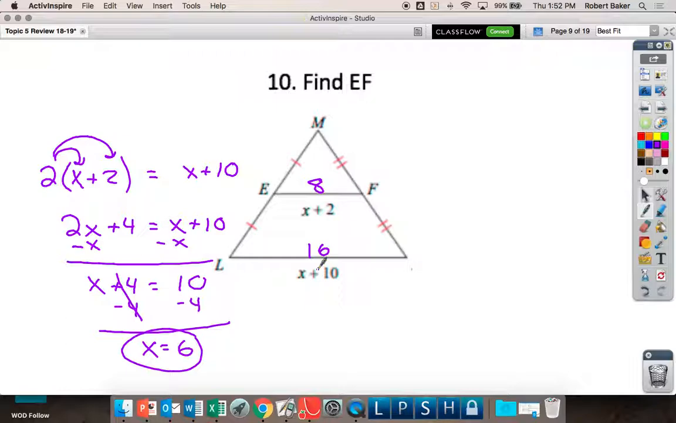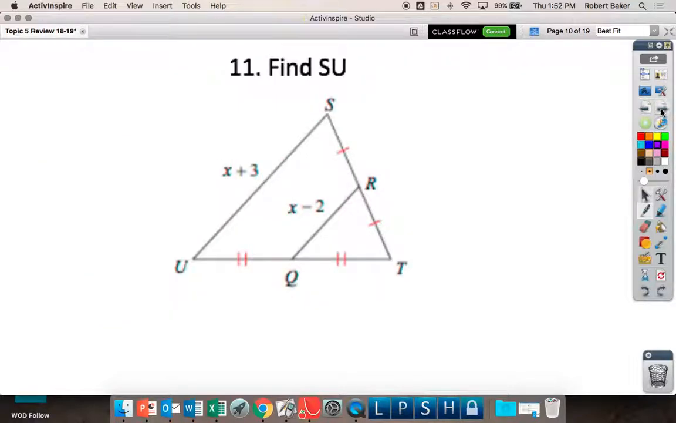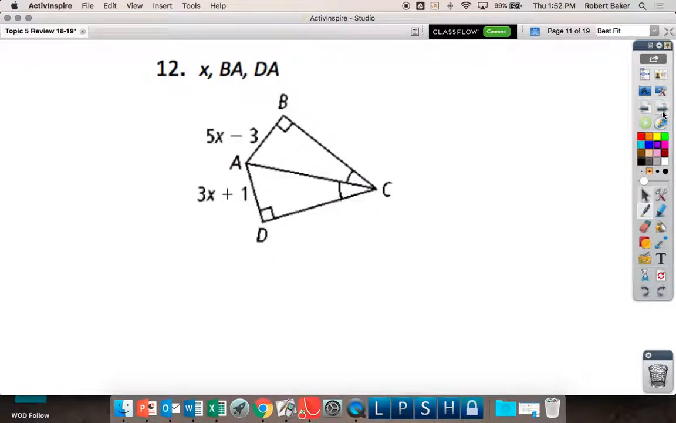It is a multiple choice test. You can always go back and guess and check. Up to you. Depends on what the question's asking for. So I'll let you guys try this one by yourself. Then we get to this part. Does anybody remember this stuff?